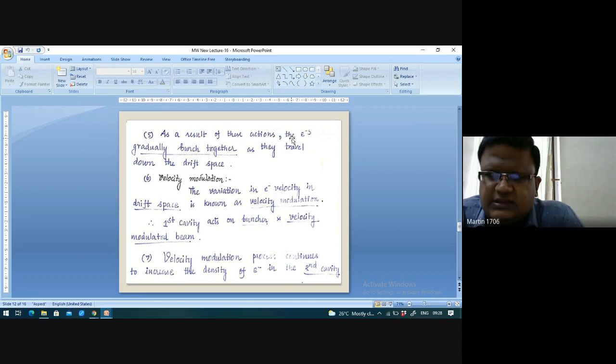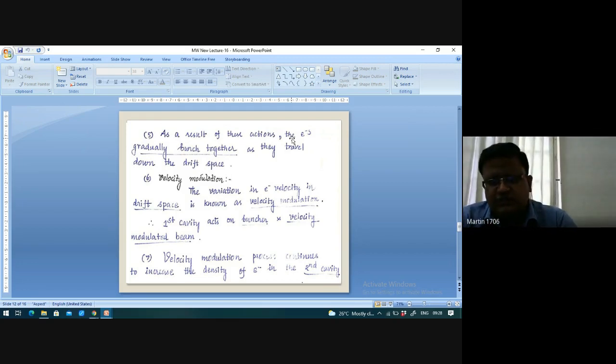Like that, here some big electrons will be there, some moderate size electrons will be there, and small size electrons will be there. When bombarded with each other, due to the density of electrons, the smaller electron tends to move. But the smaller electron will not be able to push the big one in the forward direction. It will bombard, but again it will come back in the reverse direction. So the velocity modulation process sometimes continues to increase the density of electrons into the second cavity.